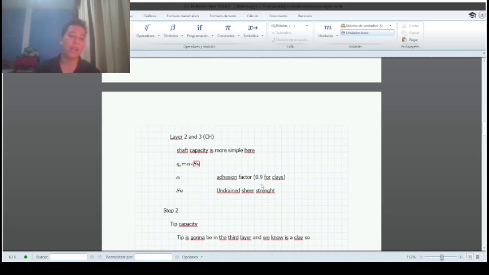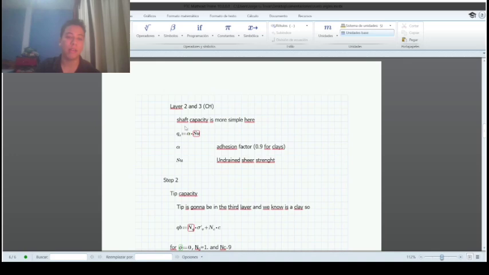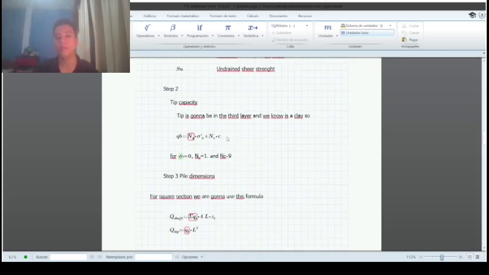We only need the adhesion factor alpha, that for clay is 0.9, and the undrained shear strain, this one. This is going to give the shaft capacity per unit length. Step 2. Tip capacity. Tip is going to be in the third layer, we already know that. And we know that that layer is a clay, so we're going to use this formula right here, where the factors NQ and NC, when the angle is 0, both are 1 and 9.